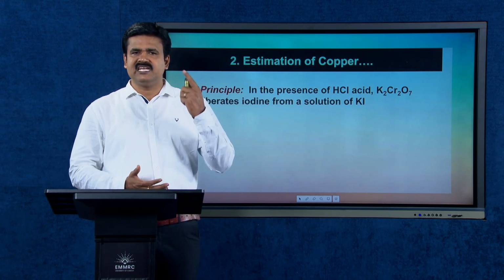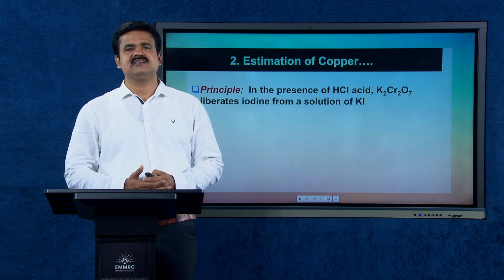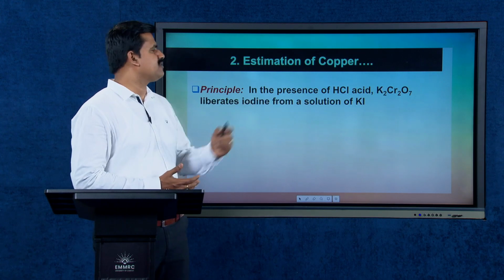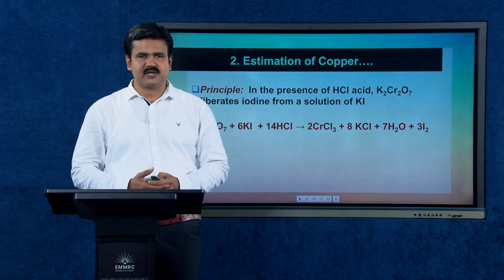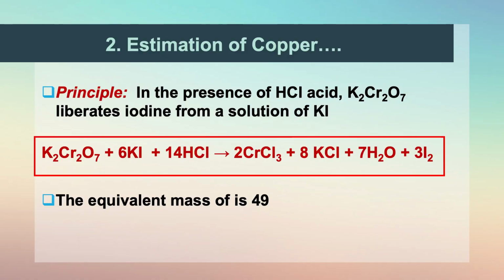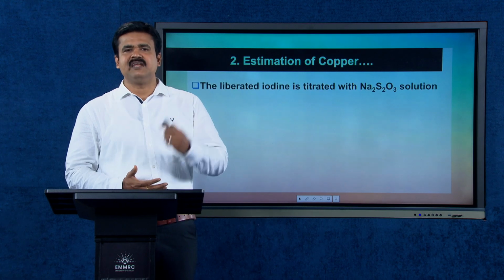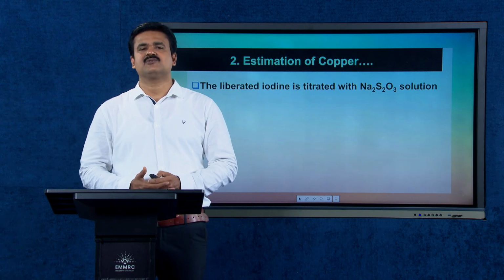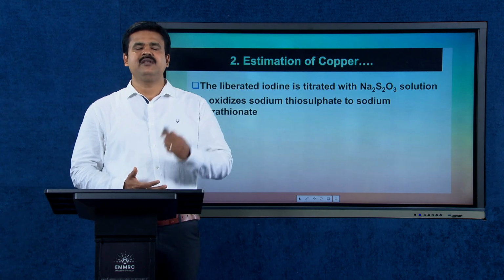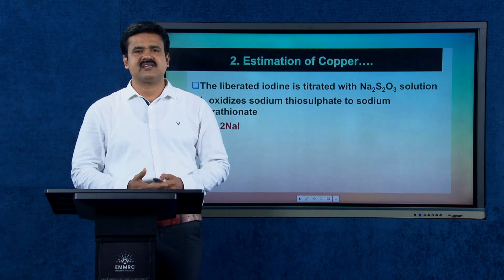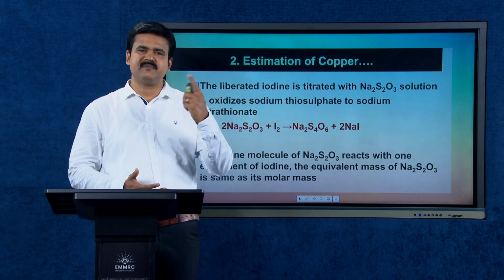Now, in the presence of hydrochloric acid, potassium dichromate liberates iodine from a solution of KI. This equation is familiar to you: K2Cr2O7 + 6KI + 14HCl produces 2CrCl3 + 8KCl + 7H2O + 3 molecules of iodine. The equivalent mass of potassium dichromate is 49, and the liberated iodine is treated with the sodium thiosulfate solution. Iodine oxidizes sodium thiosulfate to sodium tetrathionate as per this equation. This is the same as in the previous case.